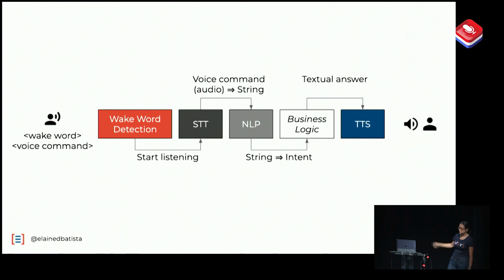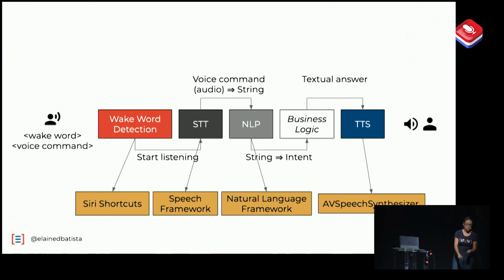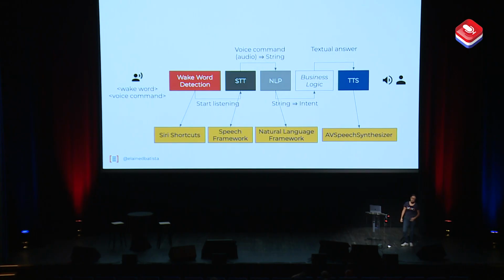So this is our famous diagram, and these are the solutions that you can use in order to integrate in your project. You can use Siri Shortcuts to do the wake word detection. You can use the Speech framework for the speech-to-text, the Natural Language framework for the NLP part, and the AVSpeechSynthesizer for the text-to-speech. So let's take a closer look into those solutions.